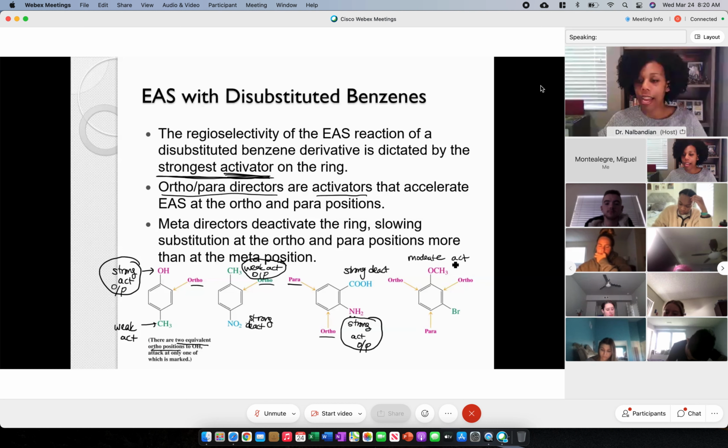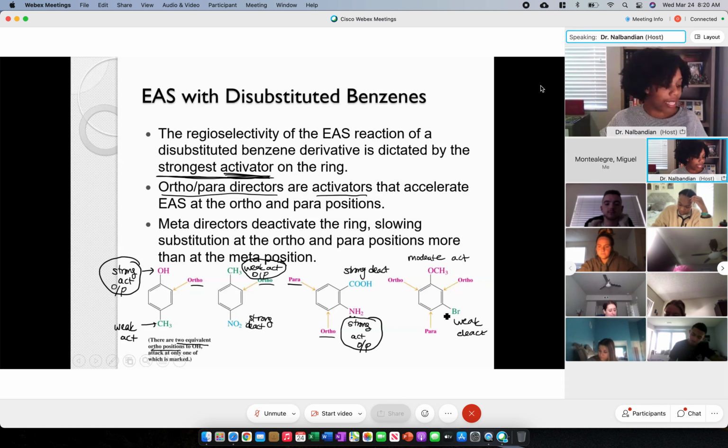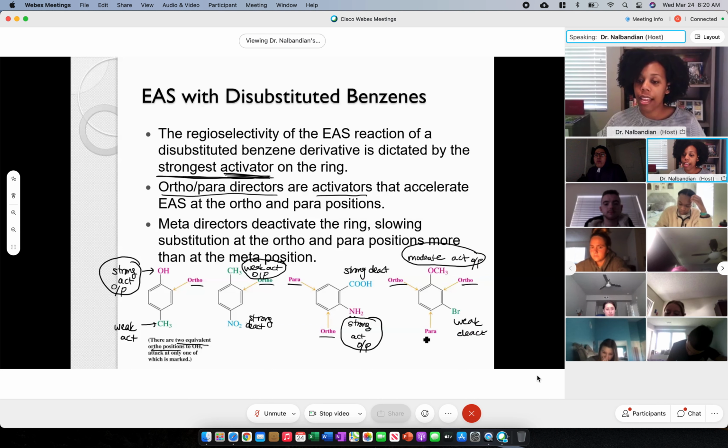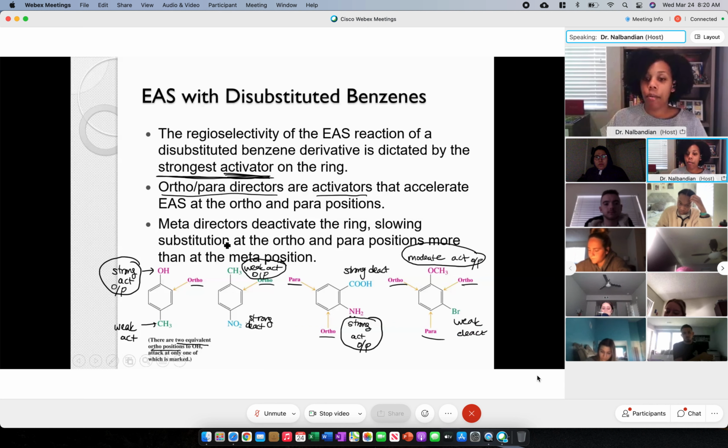We have a moderate activator, and then we have a weak deactivator. We know that the bromine can deactivate, but as it deactivates, it's going to be an ortho-para director. But we want our strongest activator. So our strongest activator is the methoxy. It's an ortho-para director. So the ortho spots and the para position can all react.